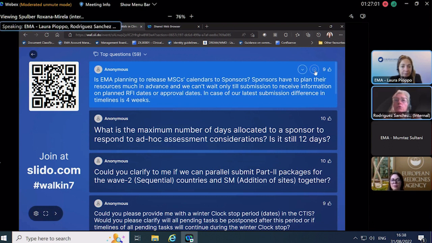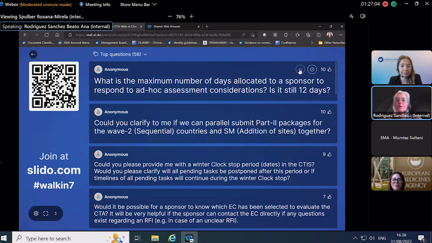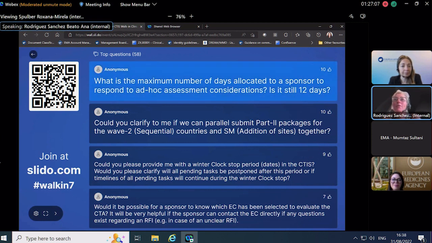I can take also the next one because I prepared for this one before because it was in the order. So for the RFI, the number of days allocated, the maximum number of days for an RFI is as indicated in the regulation, and as you indicate in the question, is 12 days. So if there is an ad hoc assessment consideration, it may occur that the member state, instead of 12 days, asks you to do it in 1 or 2 days. But the maximum will always be 12 days, regardless of whether there are many or one consideration. So this is set out in the regulation.